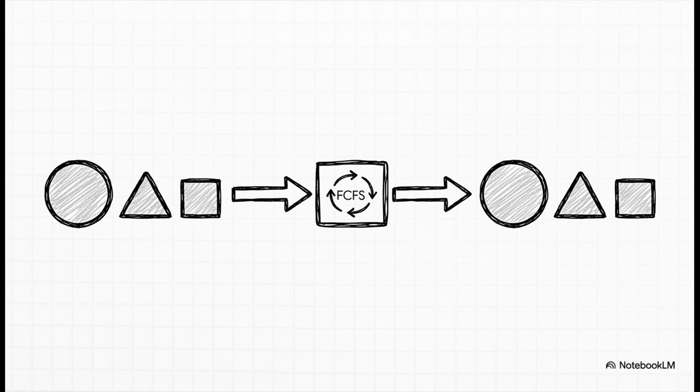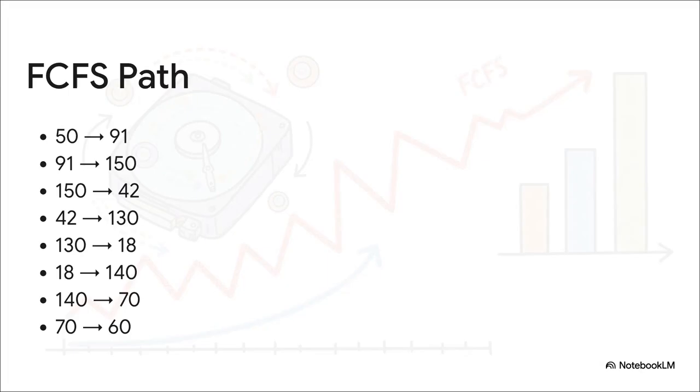And that's our first big trade-off. We're picking simplicity over actual physical efficiency. And wow, just look at this path. It perfectly illustrates the chaos. We start at 50, jump to 91, then fly way out to 150, but then it swings all the way back to 42. That one move is over 100 cylinders, then out to 130, then all the way back down to 18. It's just a wild zigzag all over the disk. You can practically feel the time being wasted with every jump.